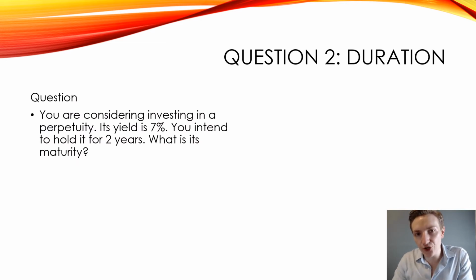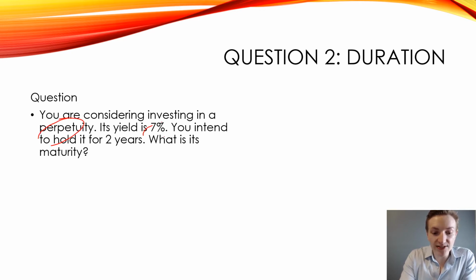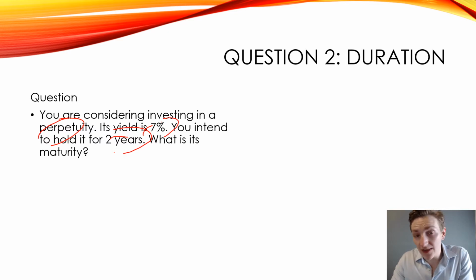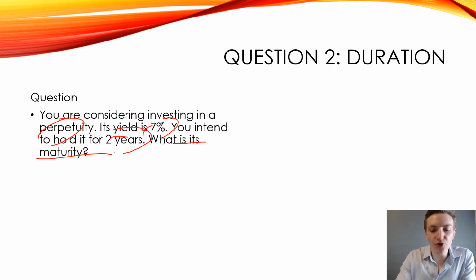Our next question pertains to bond duration. Now, duration effectively gets to the idea of how sensitive and responsive bond prices are to changes in the yield to maturity. So we have a few questions about duration. In this question, it basically says, you're considering investing in a perpetuity. Its yield is 7%. You intend to hold it for 2 years. What is the maturity? Now, this question would ideally have a none of the above or not enough information type of answer here. The reason for that is a maturity of a perpetuity is not really a thing that exists.